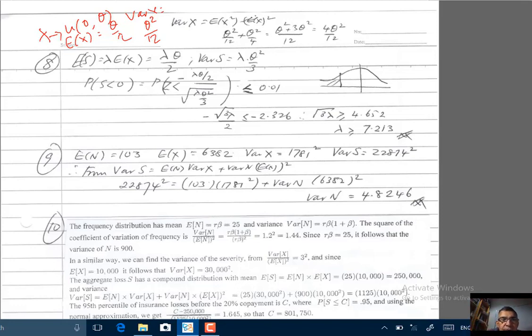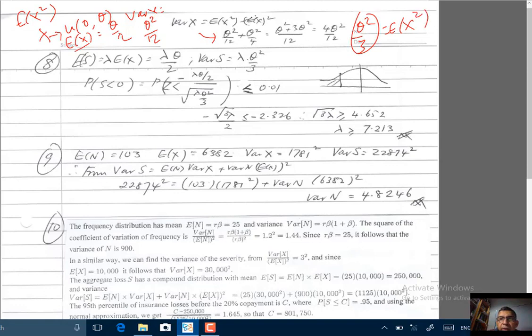Now, the expected value of X we know is theta over 2, and the variance of X we know is theta squared over 12. So we can get the expected value of X squared, which is the variance of X plus the expected value of X whole thing squared. That's what you see here: theta squared over 12 plus theta squared over 4, which will be theta squared over 3. This will be the expected value of X squared.